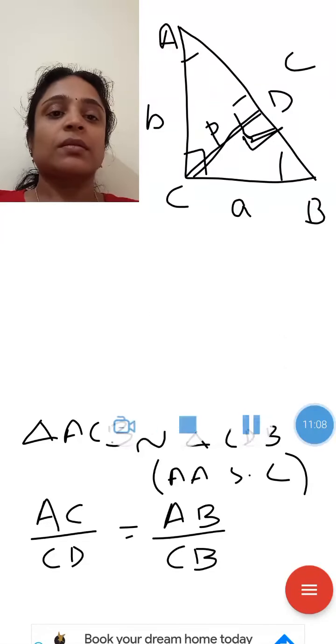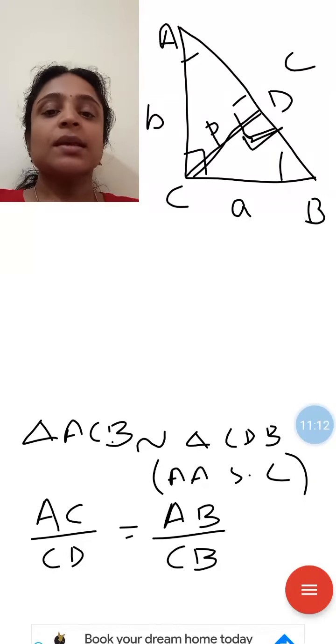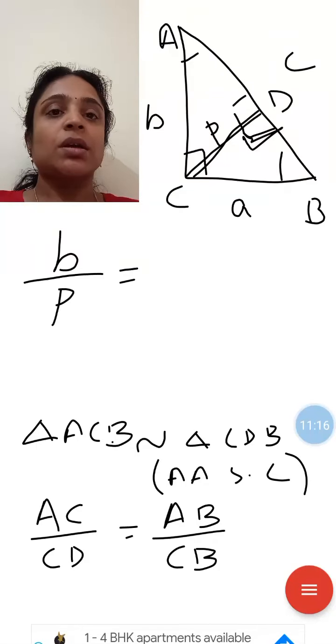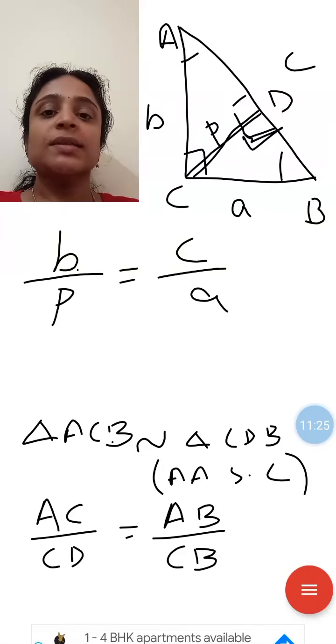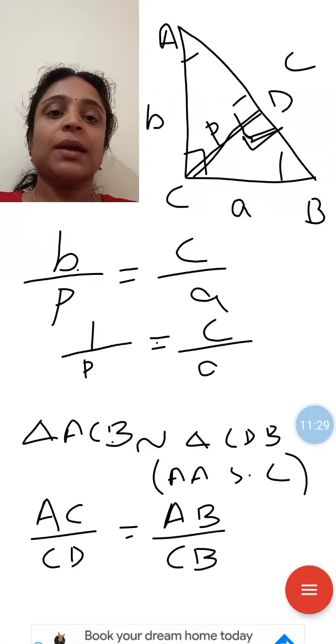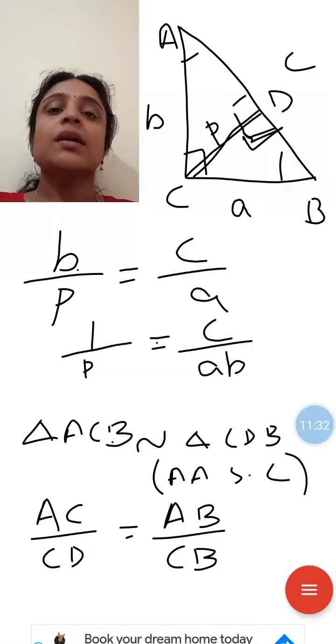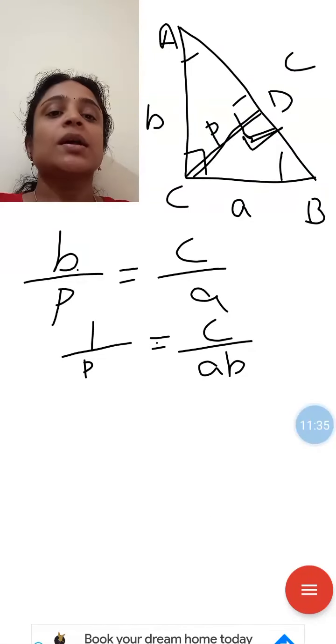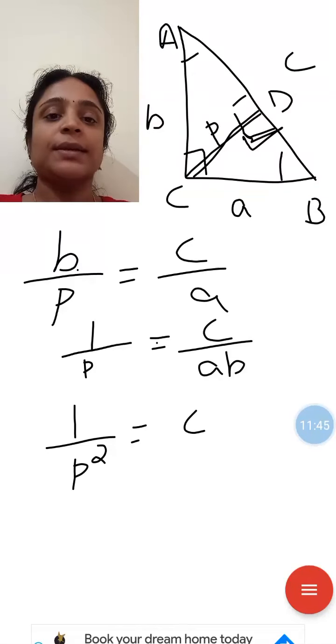Okay. That is B by P equal to C by A. Right? Now, 1 by P, you will get it as C by AB. Right? So, squaring this, 1 by P square. If you square the left hand side, you will have to square the right hand side also. So, you will get C square by A square B square.